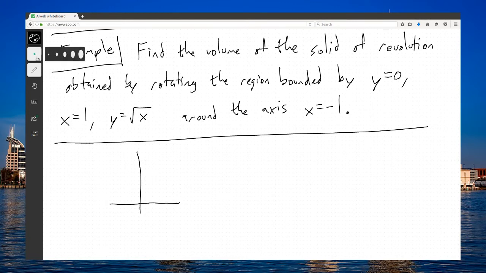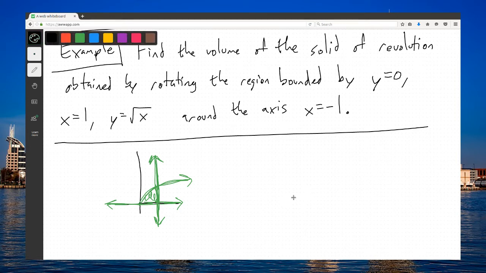Y is equal to 0. So here's y is equal to 0. X is equal to 1. It'll be this vertical line here. And then y is equal to the square root of x is a half parabola. So here's my region. It's kind of a rough picture, so let me clean that up. I'll draw a new picture.